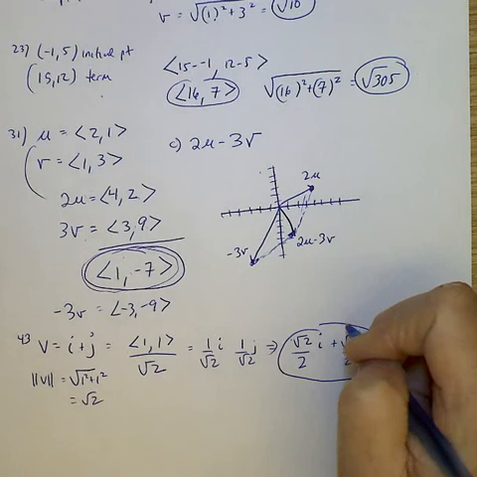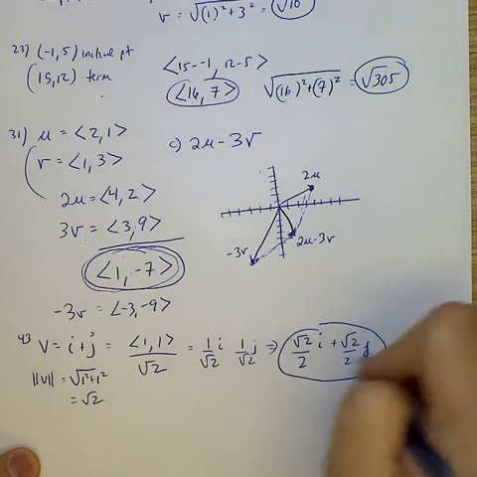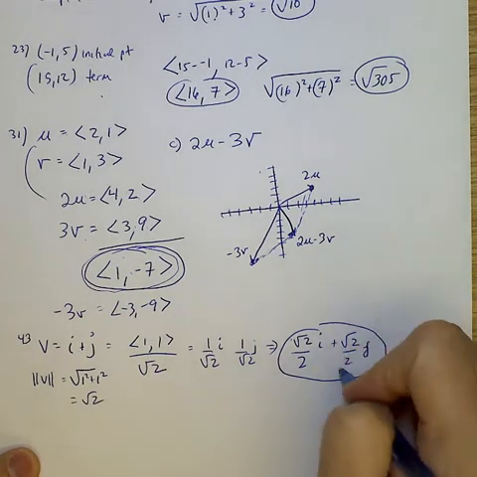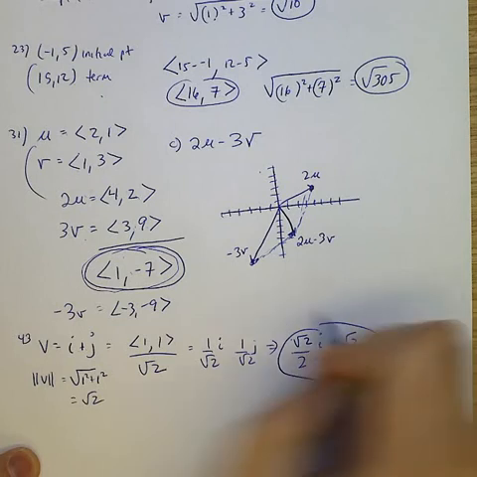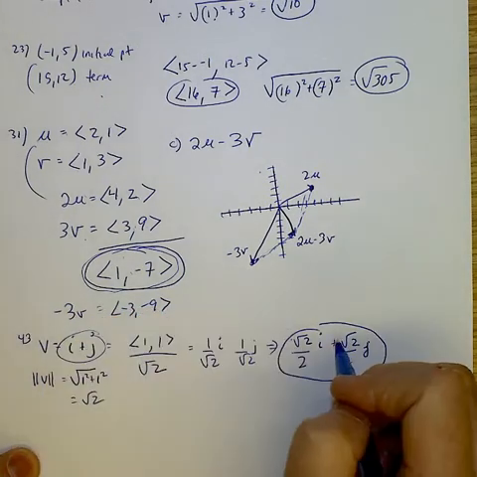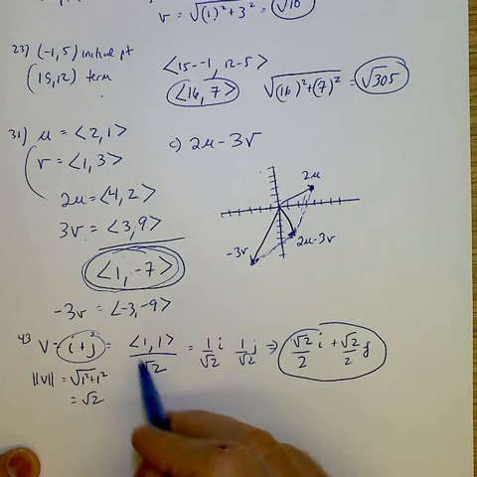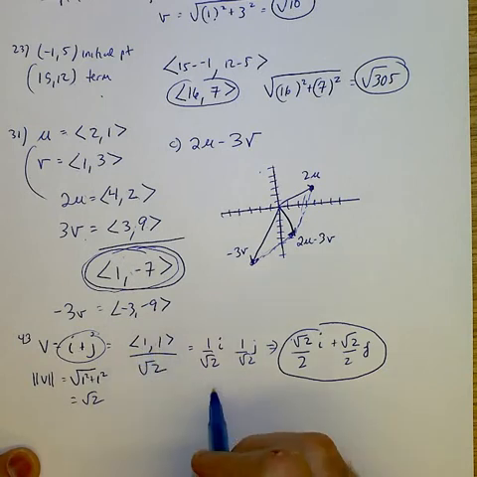If you actually look for the magnitude of this, the magnitude will be 1. So this is the vector in ij form that's in the same direction as our original vector. And the way we found it was, we took the original vector and divided it by its magnitude.